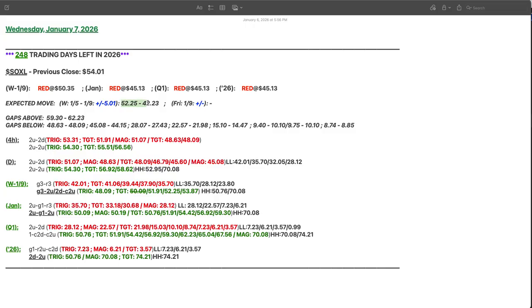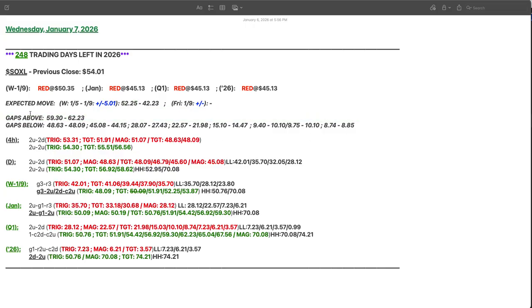Obviously, we were above that range, which is fine. This isn't an end-all be-all level. It just goes based off of options interest at the end of the previous week. So 70% of the time we stay within that range, but there's still a 30% chance that we go above or below that range, and that's what we're seeing this week. So nothing strange.